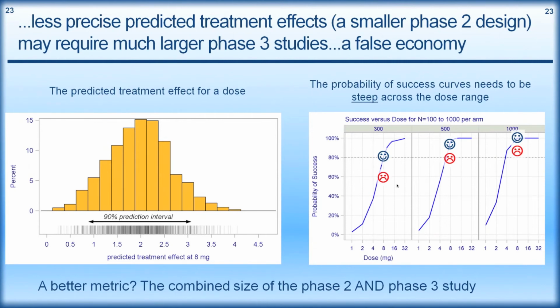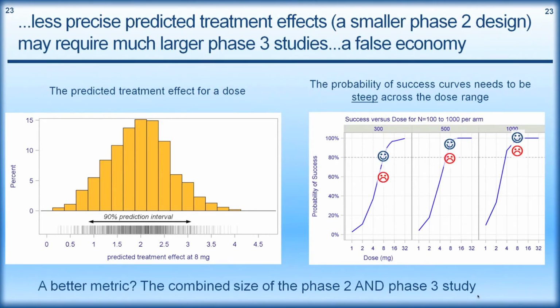What that would mean then is that when we take that distribution and try to talk about the size of the phase 3 study, we're going to end up needing a much larger phase 3 study because we're much less certain about the size of the treatment effect. So here, for example, in this illustration, perhaps we would need 500 patients per arm because we ran the phase 2 study quite small. So you can think of a better metric would be the combined size of the phase 2 study and the phase 3 studies.